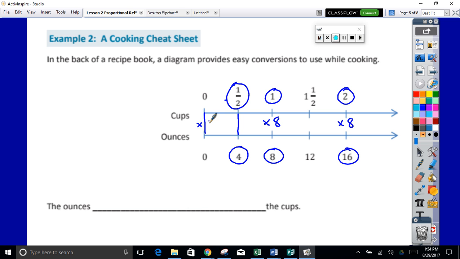0 times 8 is 0. A half times 8 is 4, because if you had 8 half cups, you would have 4 cups overall. So times 8. And 1.5 times 8 is also 12. So to get to each number in the second row, we multiply every number in the first row by 8. So that tells us that the ounces is proportional to the cups.